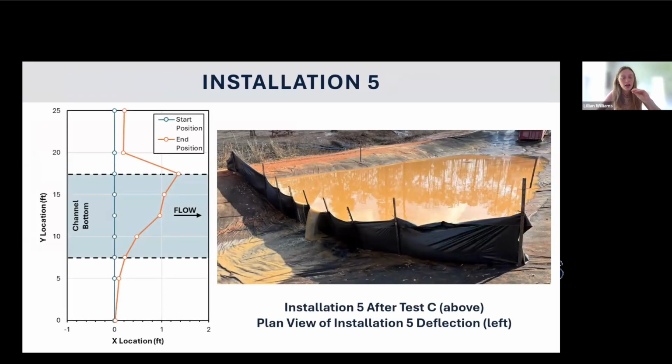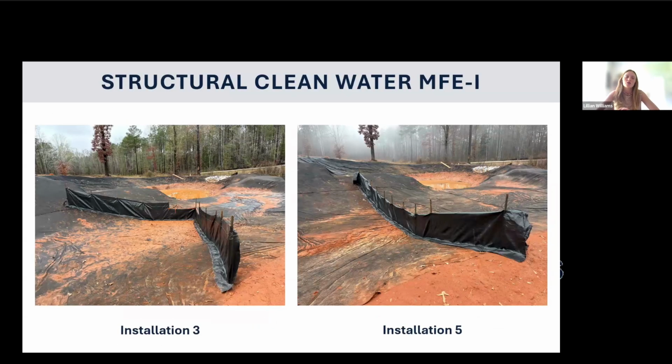That end post, I believe, was already slanted to begin with, so there were problems with the soil and getting it in because it had been so dry recently. But we see that there was still less deflection than installation 2. It was higher than installation 1, but that could be due to the tilt that was already there. And then our structural clean water MFEIs were installation 3, which was a very clear winner, and then installation 5, which could be very comparable.